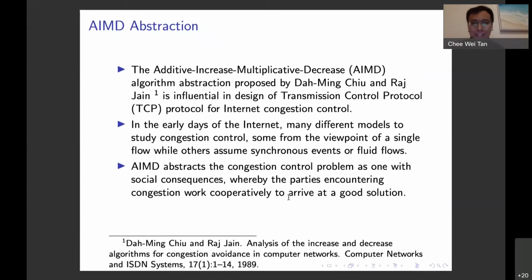So AIMD was indeed the abstraction for this internet congestion control problem, laid out in this paper by Daming Chiu and Rajan, 1989. As I mentioned, in the early days there were many performance models, but Daming mentioned that the important thing this AIMD wanted to present in that paper was that we do have a congestion control problem, but this is one problem in which we have social consequences, in the words of Daming. And so the idea is that the parties have to come together in a cooperative manner to arrive at a good solution.